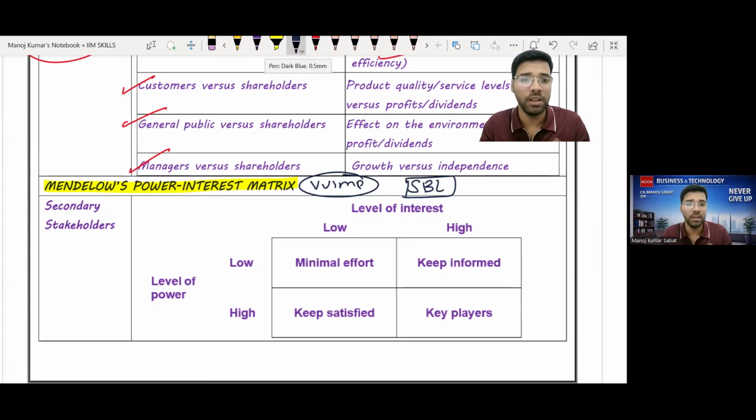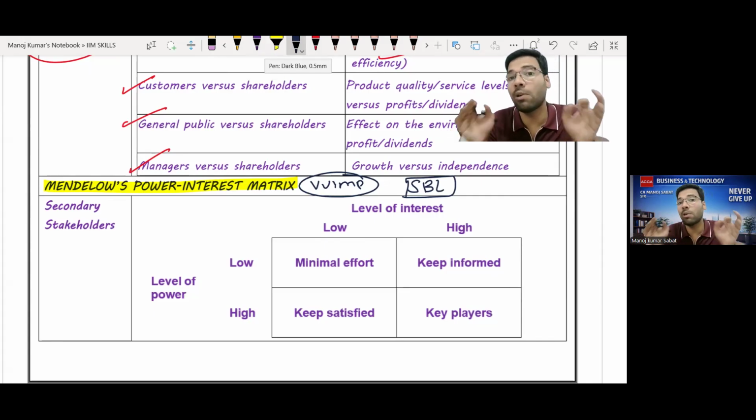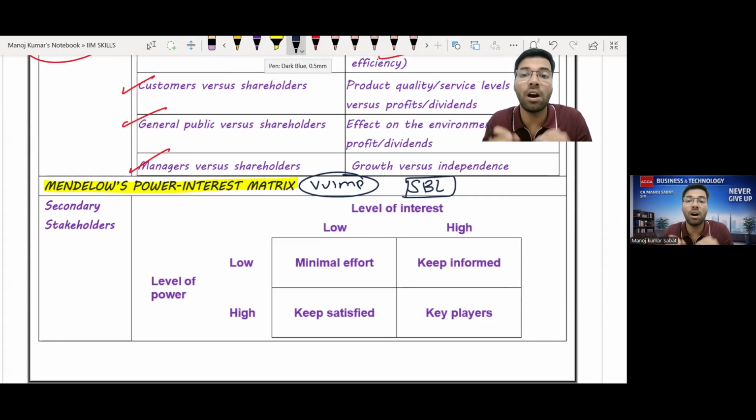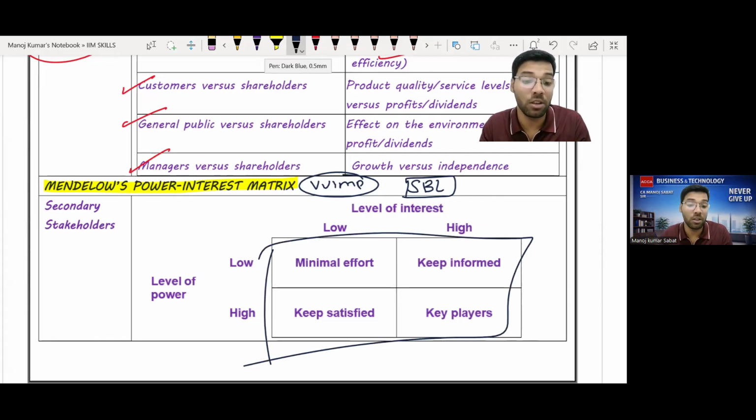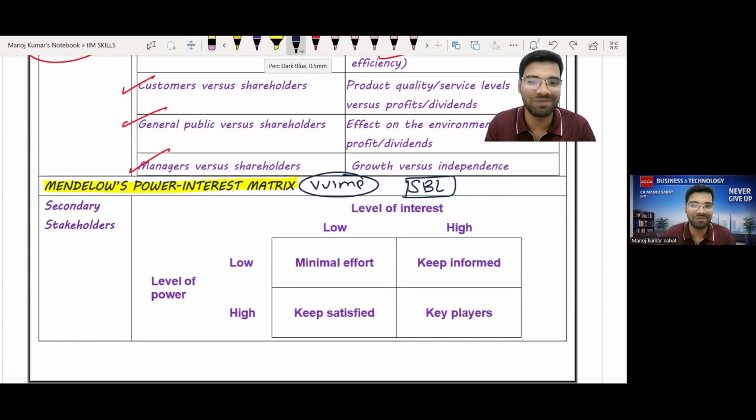Concentrate. See, Mendelow is saying that you have different stakeholders. Now, can every stakeholder be given equal priority inside the business? The priority that an employee gets, the priority that government gets, the priority that media gets, do you think it should be the same? No. So in order to identify who is very important and who is not that important, you need to classify all these stakeholders into this matrix called Mendelow's matrix, so that treatment can be given accordingly.